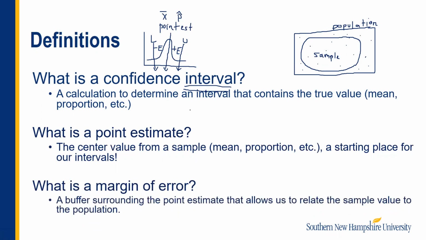So the margin of error itself is a calculation. It has its own special formula, and that is different depending on what you're working with. But what it is every time is going to be a critical value of some sort, depending on your distribution, a critical value multiplied by the standard error.